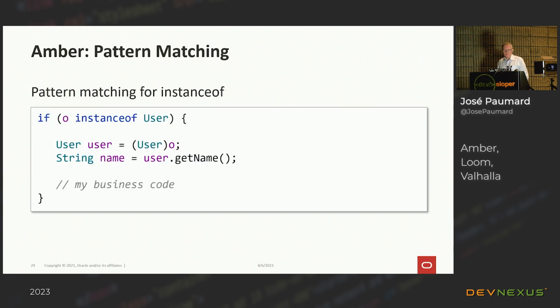So maybe some of you have already written this kind of code. You check if this object is an instance of User, and if it is, then you're good to cast it, because the compiler cannot do anything for you.